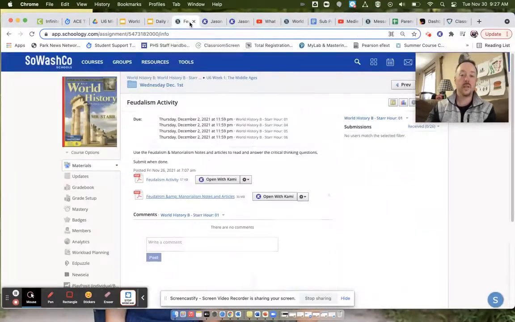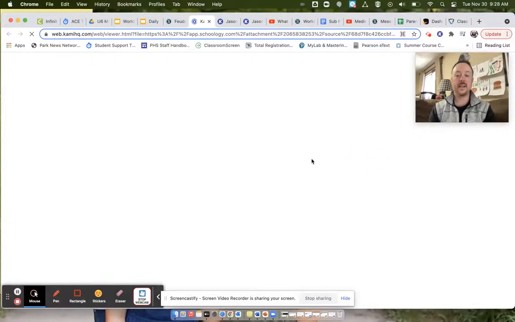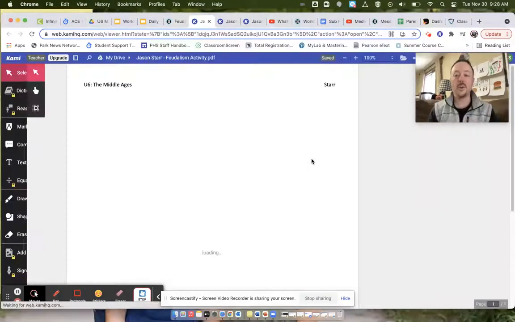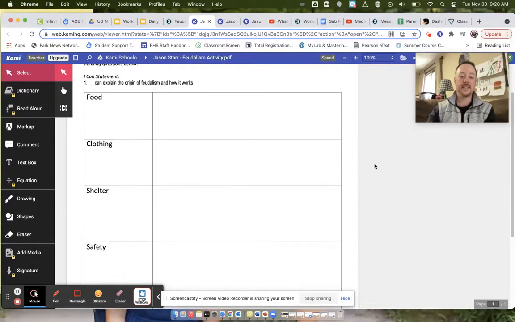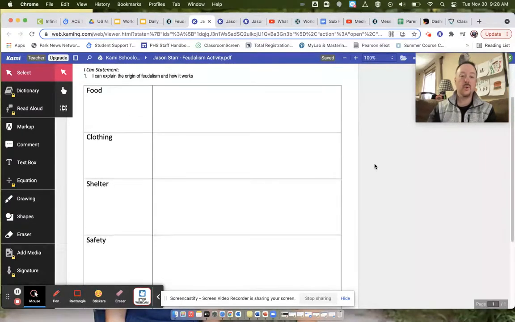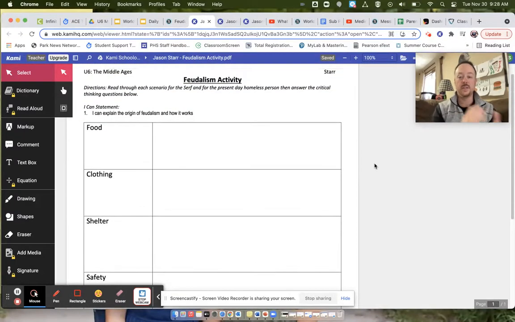And so we're going to come back here real quick and I'll click on the other activity here, the way you're going to actually write down all your information is right here. This is what you're going to be submitting. And so you can see today we're going to look at 4 different areas about someone who is a serf or someone who is homeless. All right. And so you can see there it says read through each scenario for the serf and for the present day homeless person, and then answer the critical thinking questions below. So the critical thinking question that's right on the article, you're going to answer it right here in this space.